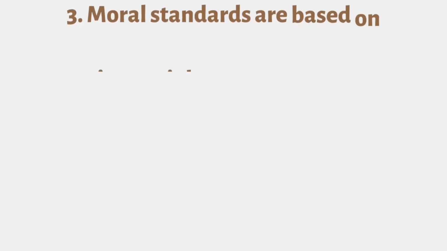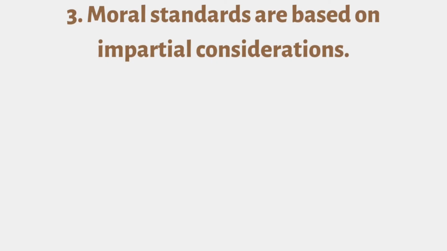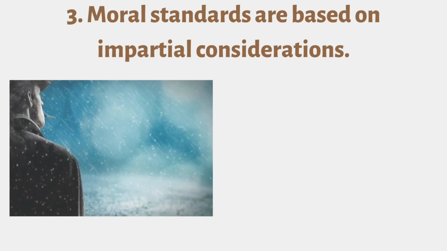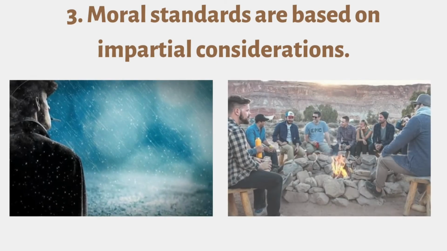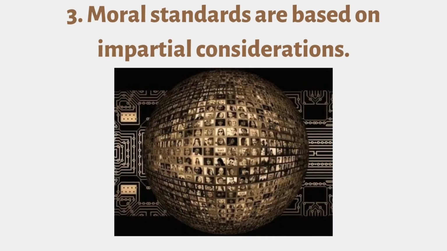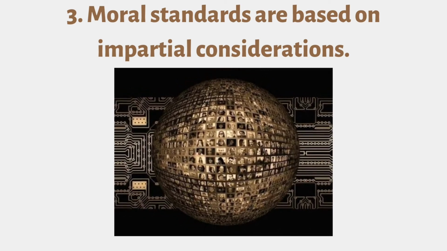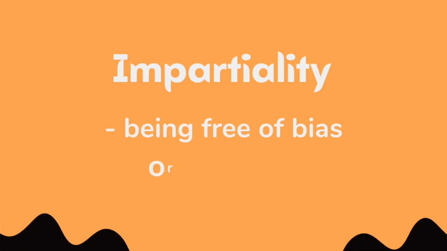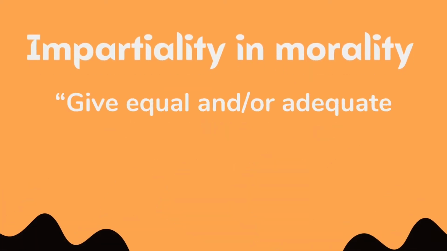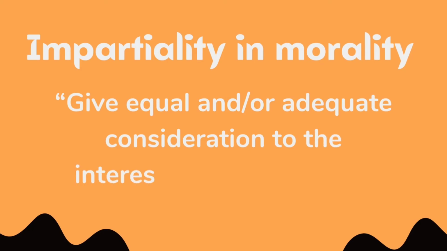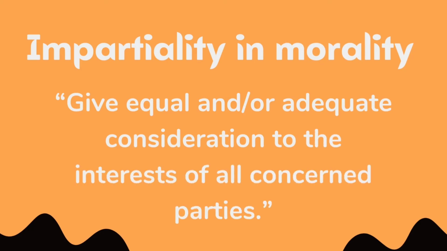Number 3. Moral standards are based on impartial considerations. Moral standard does not evaluate standards on the basis of the interests of a certain person or group, but one that goes beyond personal interests to a universal standpoint, in which each person's interests are impartially counted as equal. Impartiality is usually depicted as being free of bias or prejudice. Impartiality in morality requires that we give equal and adequate consideration to the interests of all concerned parties.